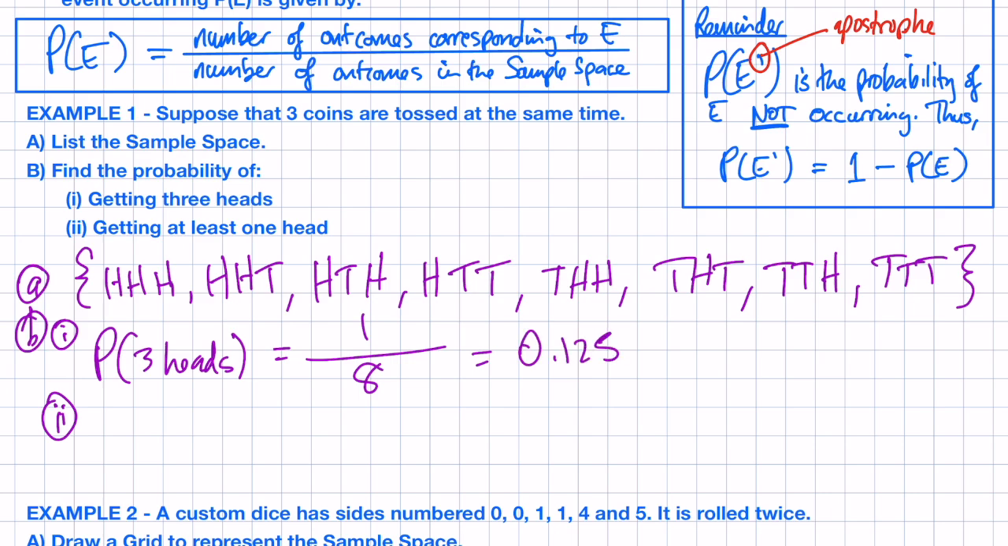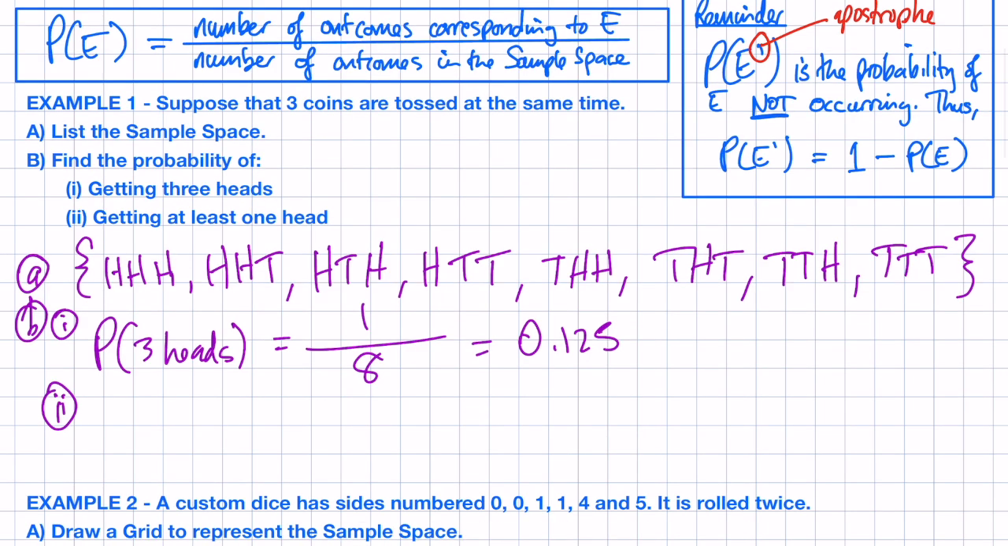Next, this one's slightly more complicated. Is there only one way of getting at least one head? How many? Does anyone disagree? Anyone speak now or forever hold your peace? 7 over 8. At least one head means I care about getting one head or above. The only way that that's going to happen is everything except this one.